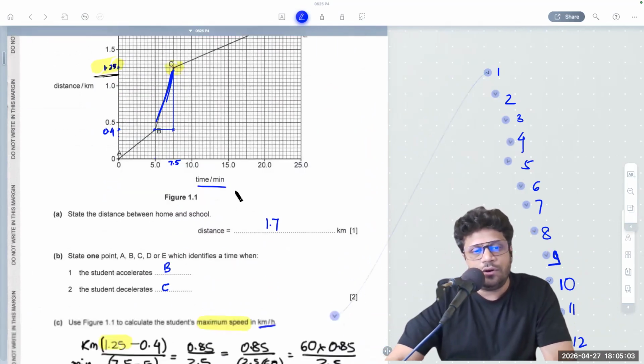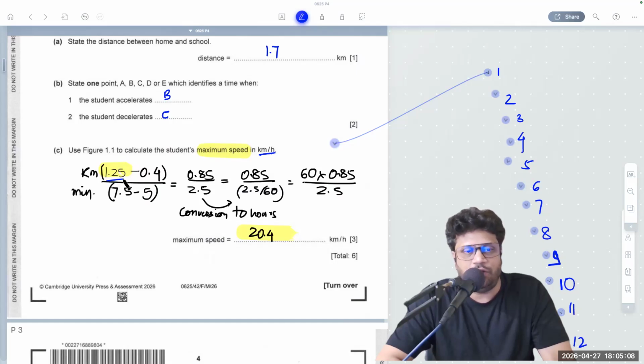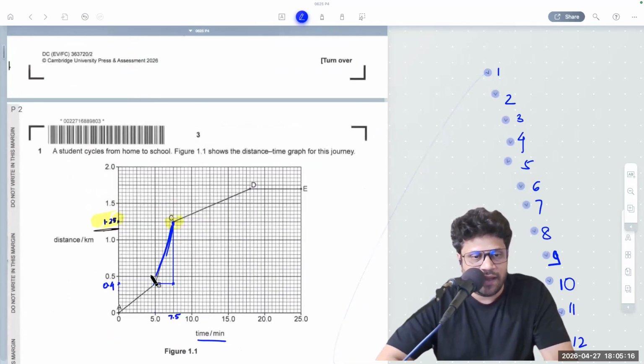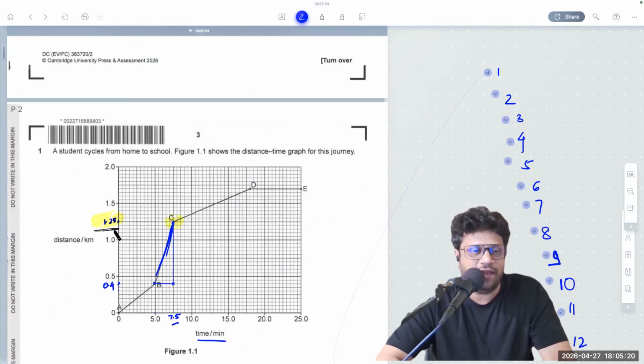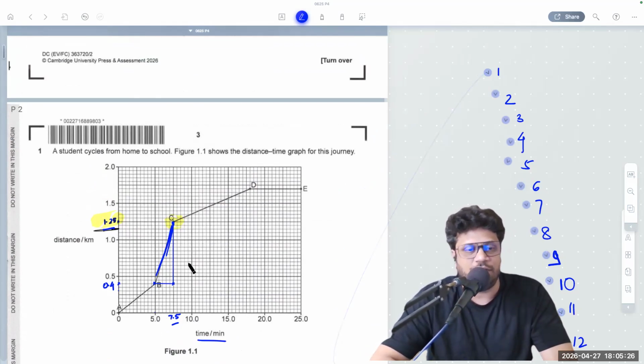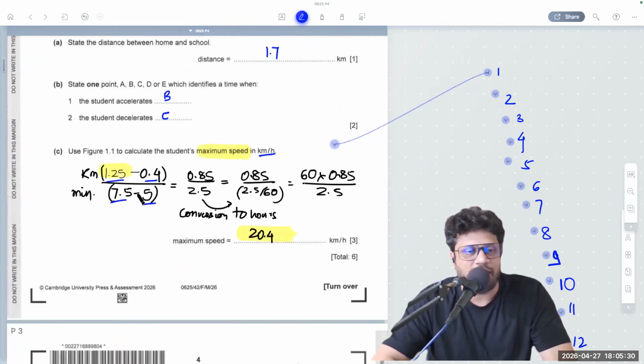You go there. It is your y2 minus y1 upon x2 minus x1. You take 2 points, this one and this one. The x of this point is 7.5, y is 1.25. X for this one is 5, and y is 0.4. So you go 1.25 minus 0.4 divided by this.